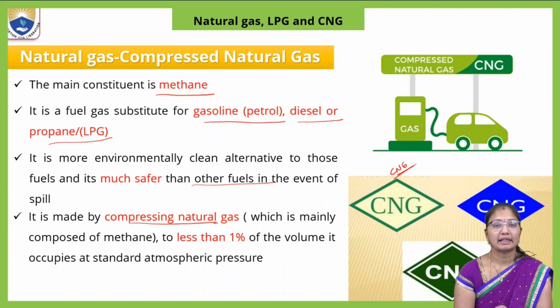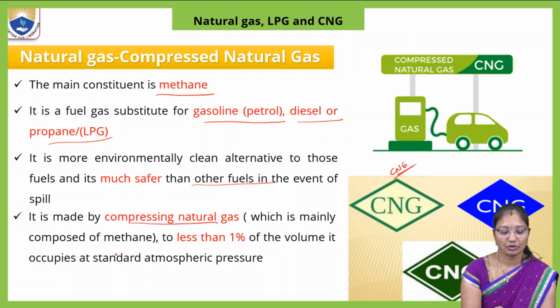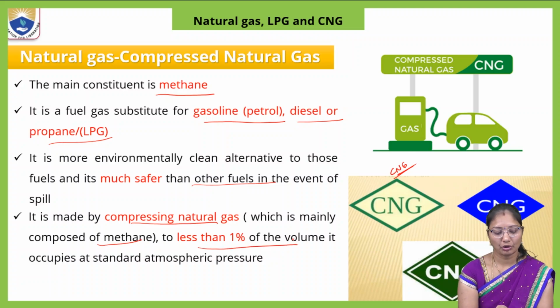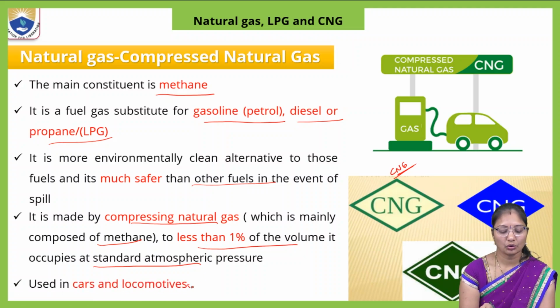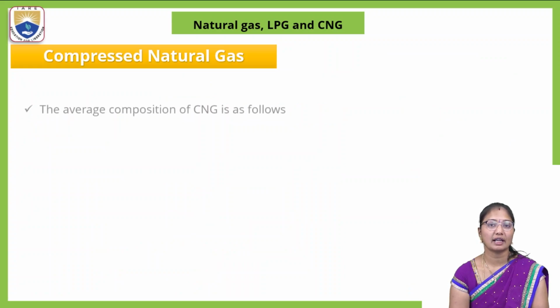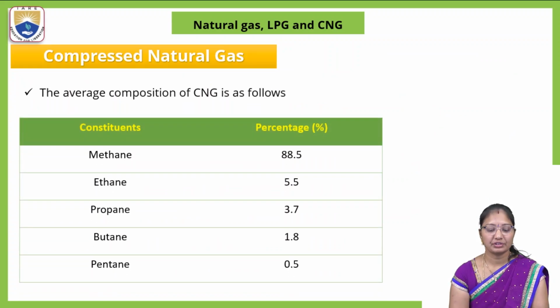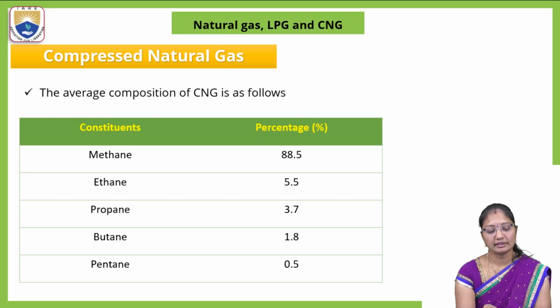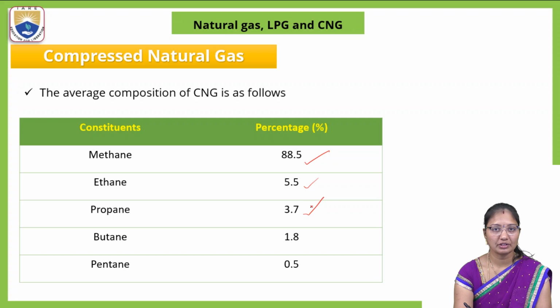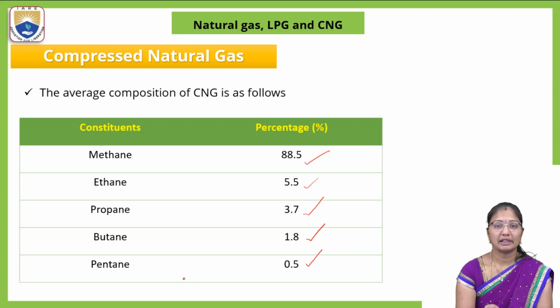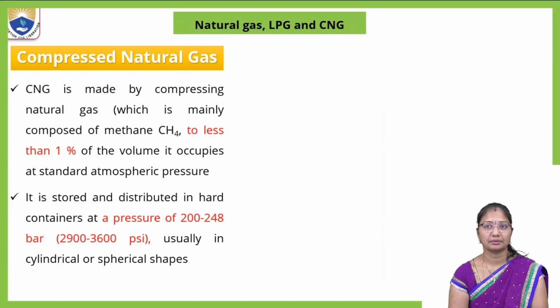It is made by compressing natural gas, which is mainly composed of methane, to less than 1% of the volume it occupies at standard atmospheric pressure. It is generally used in cars and locomotives. The average composition of CNG is as follows. It contains methane, ethane, propane, butane and pentane. Methane is the main constituent at about 88.5%, ethane is 5.5%, followed by propane at 3.7%, butane at 1.8%, and 0.5% pentane is observed in the CNG composition.